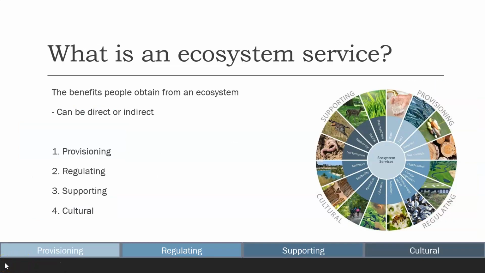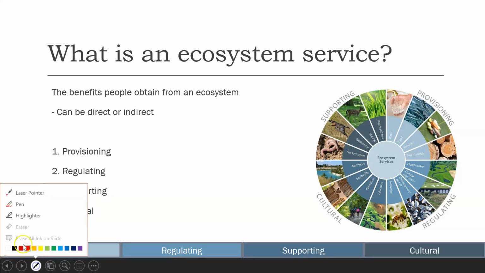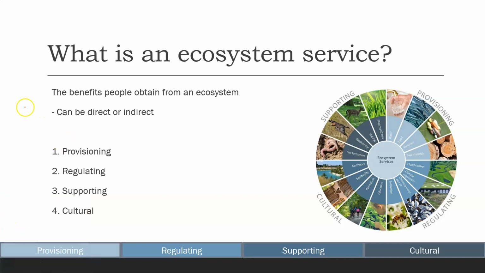An ecosystem service is something that the ecosystem provides to people. So the takeaway here is that it has to directly or indirectly benefit people. So we've split this up into 4 different types: provisioning, regulating, supporting, and cultural services.